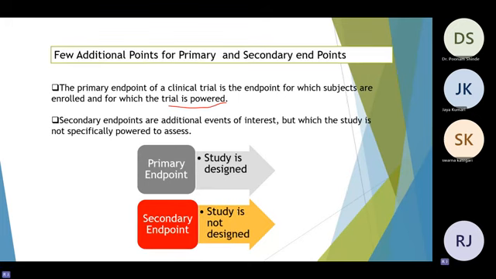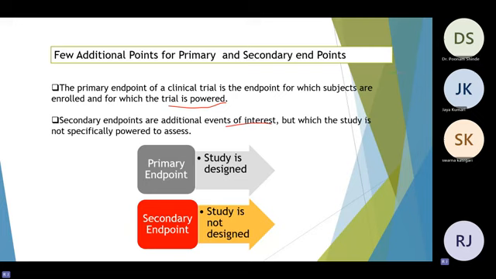See, secondary objectives are additional questions, right? The whole trial cannot be designed for the secondary objective. The trial generally is designed for the primary objective only, for the primary endpoints only. And secondary endpoints are additional events of interest.